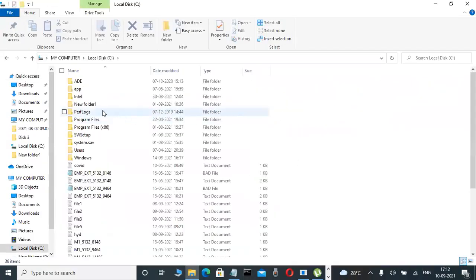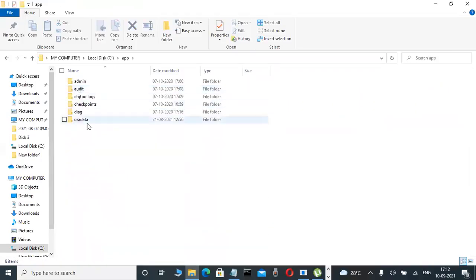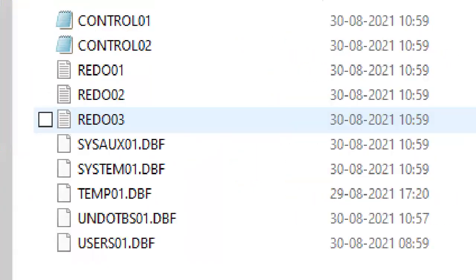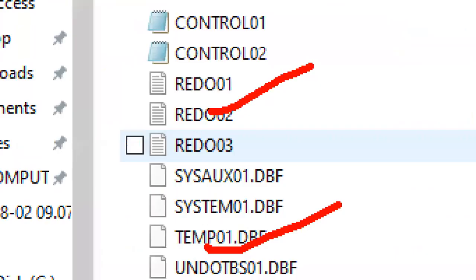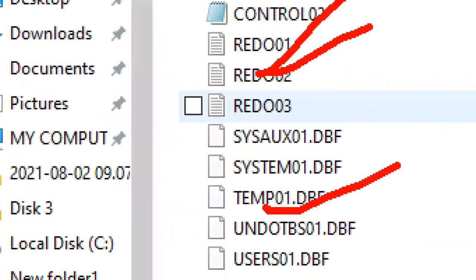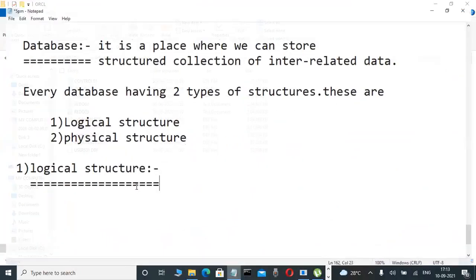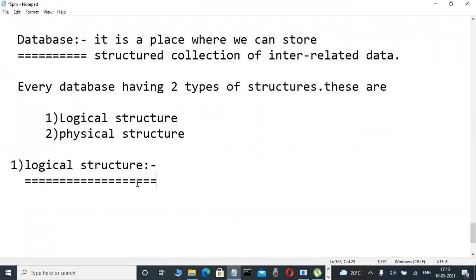Suppose here C colon is there, and where the Oracle is available, admin files are there: a collection of data files, control files, redo log files. The Holiday table is not visible here. A table that is created is not visible in C colon, D colon, E colon, or in any drive. It is not visible in the operating system. That's why a structure which is not visible in the operating system is called a logical structure.